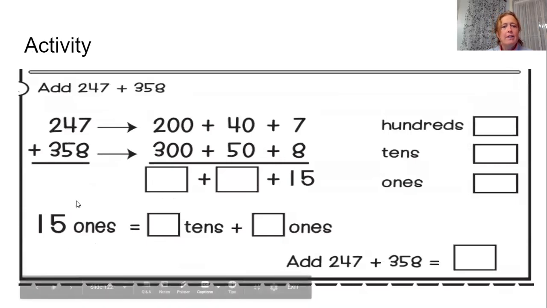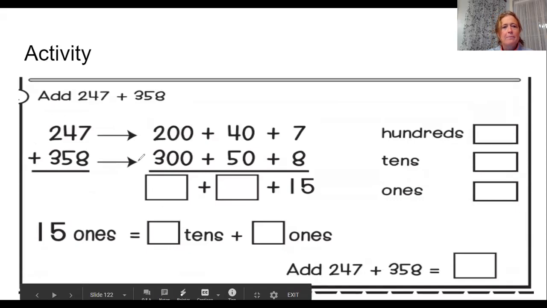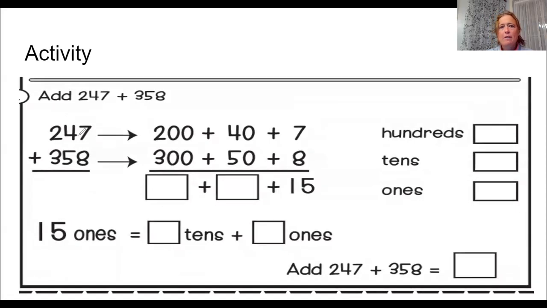So let's go ahead and try this one. Let me get my pen. All right, so we have 247, which breaks down into 200 plus 40 plus 7. We have 358, which breaks down into 300 plus 50 plus 8, okay?